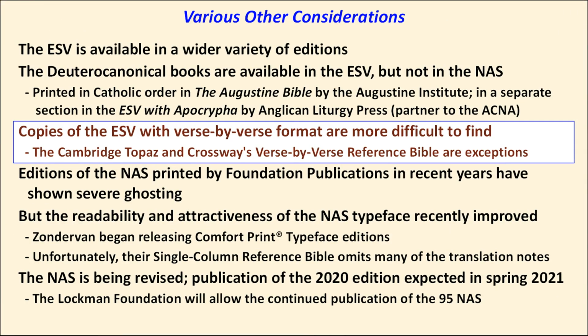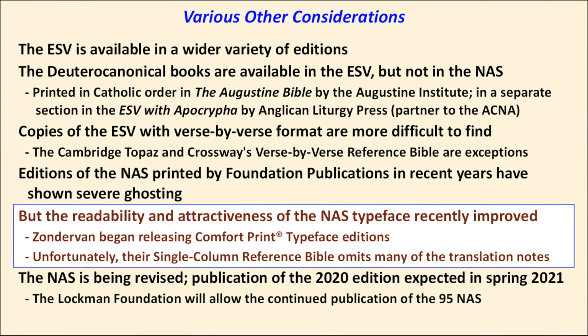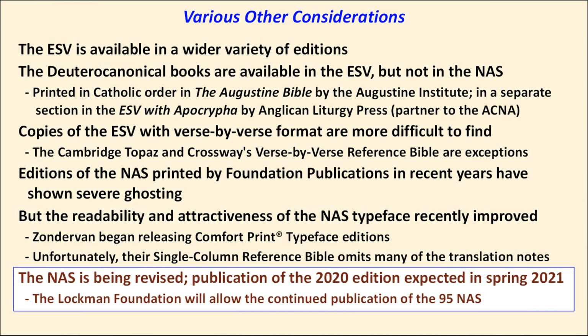Copies of the ESV in verse-by-verse format are somewhat hard to come by, especially inexpensive editions. The NAS has suffered from poor quality editions in recent years, but that may have changed with the recent comfort print editions from Zondervan. The NAS is being revised, as we've seen repeatedly. Perhaps as early as the spring of 2021, a new edition of the NAS will be published. Fortunately, the 1995 edition, the one we've discussed in this video, should still be available for a time.